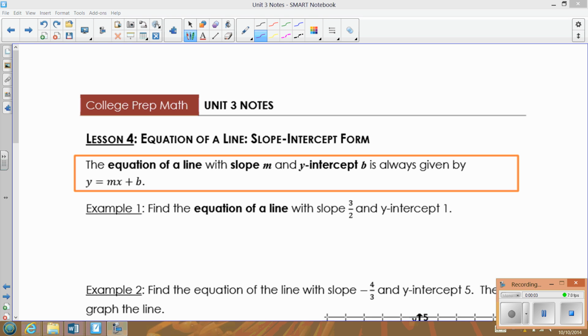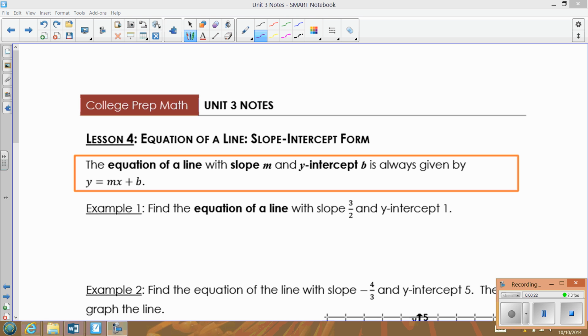In lesson 4, we're going to focus on the equation of a line in slope-intercept form. So instead of having to plot random points and connect them to create a line, we're going to look at how we can use the equation of a line in slope-intercept form to help us come up with the graph.